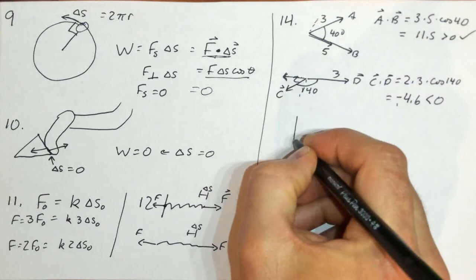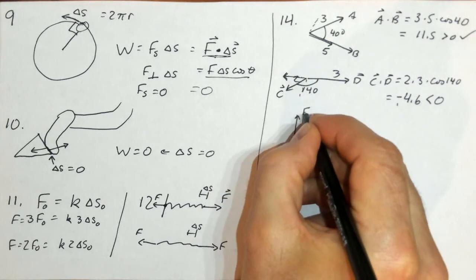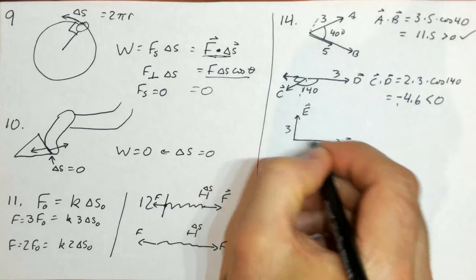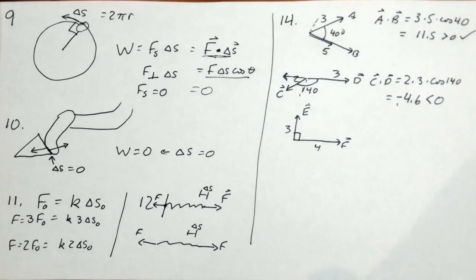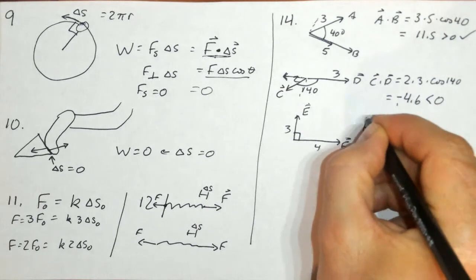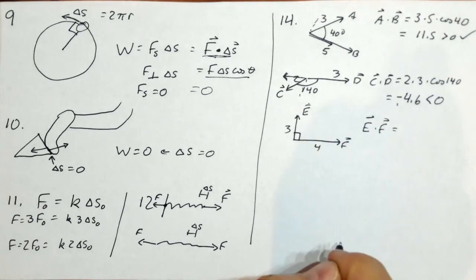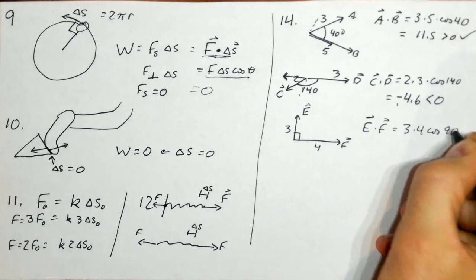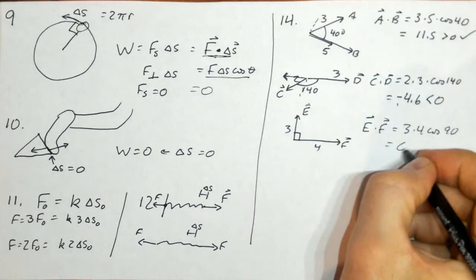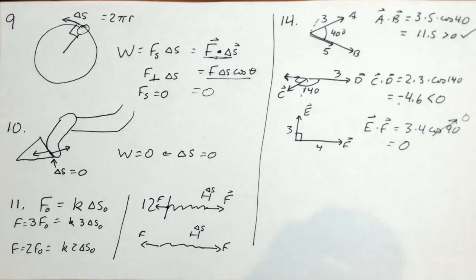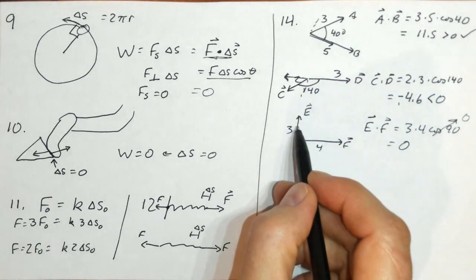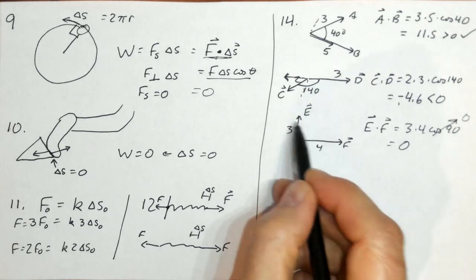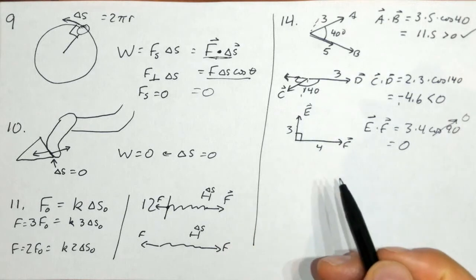Okay, finally, we have these two vectors. This one's of length 3, this one's of length 4, and they make a 90-degree angle. So what is E dot F? It is 3 times 4 times cosine of 90, and that equals 0, because cosine of 90 equals 0. And it should be 0 because there is no component of E in the direction of F, or likewise no component of F in the direction of E. These are perpendicular, which means the dot product between them is 0.